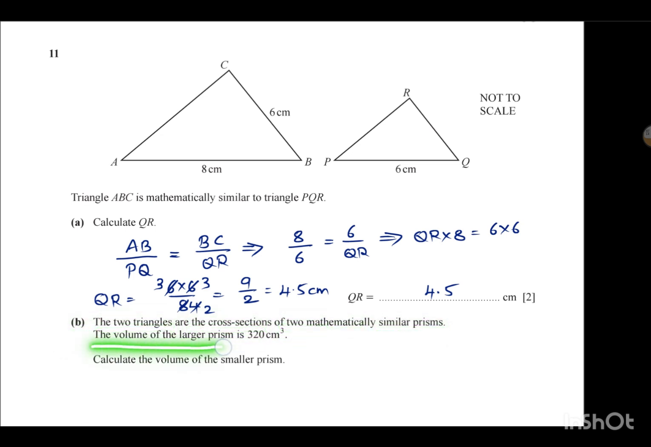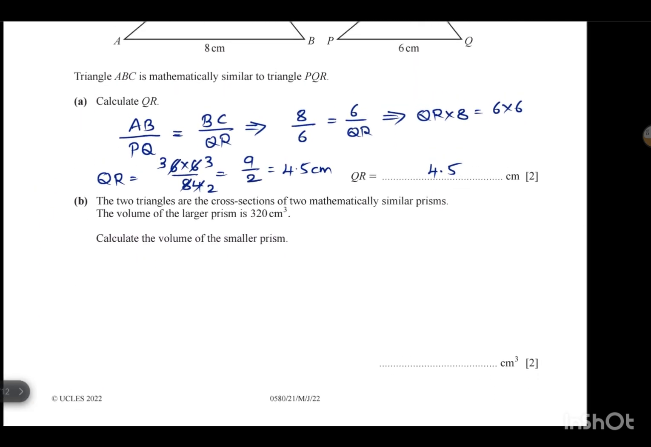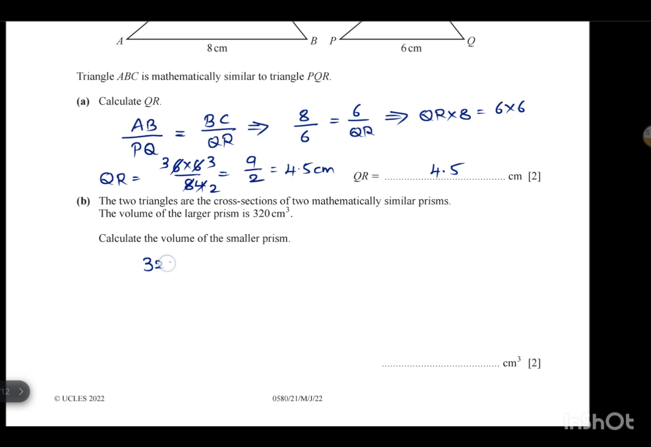Question B. The two triangles are the cross sections of two mathematically similar prisms. The volume of the larger prism is 320 centimeter cube. Calculate the volume of the smaller prism. Now the 3D shapes are taken, they are the cross sections they gave here. So the volume of the larger prism is given to us.